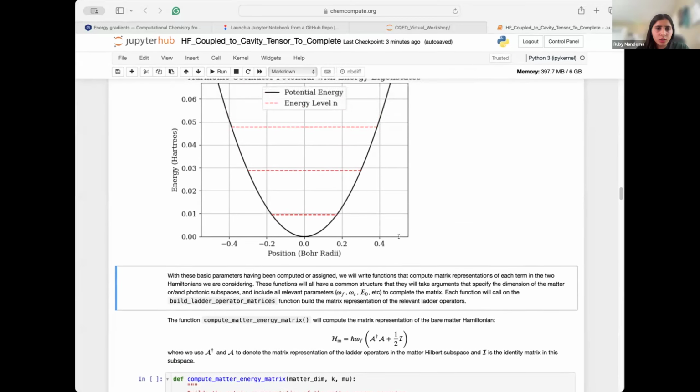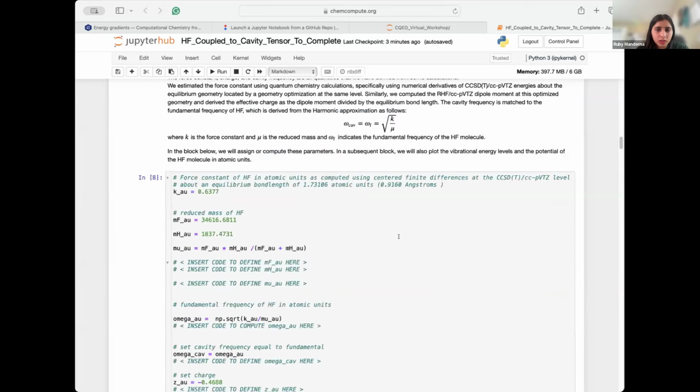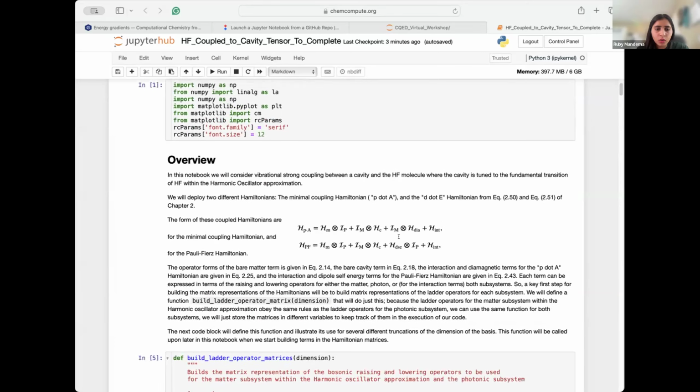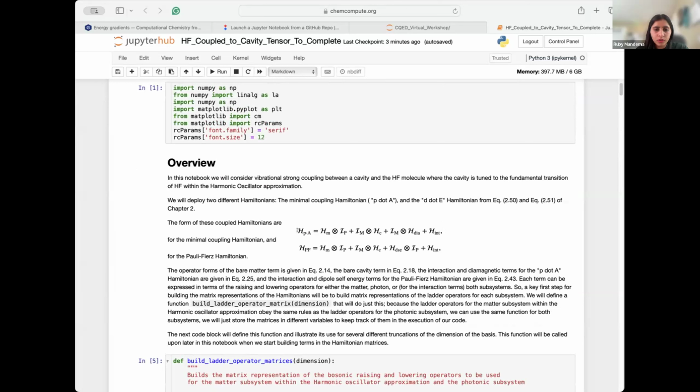So now if I go in the top of the notebook, then we have basically the goal is to form these two Hamiltonians. So the first one is the P dot A Hamiltonian, and to form this Hamiltonian, we need a matter term, a cavity term, a diamagnetic Hamiltonian term, and then an interaction term. Similarly, if we want to build the PF Hamiltonian, then we need the matter Hamiltonian term, the cavity Hamiltonian term, the dipole self-energy term, and the interaction term. So what I will do, I will try to form this P dot A Hamiltonian.